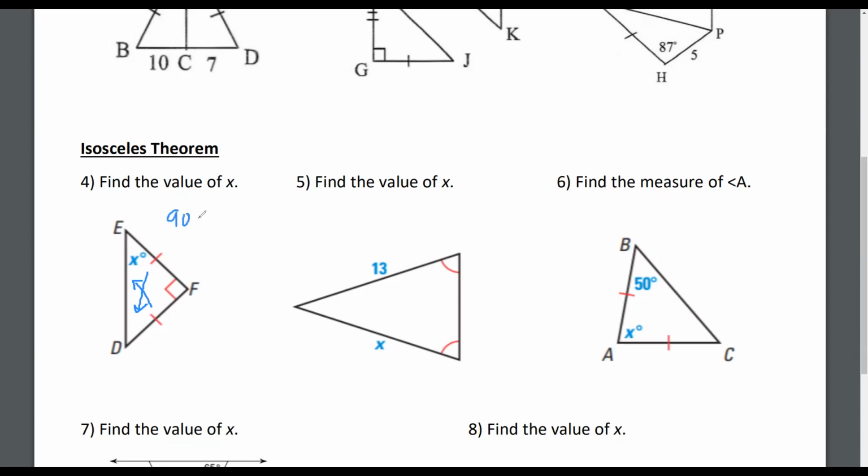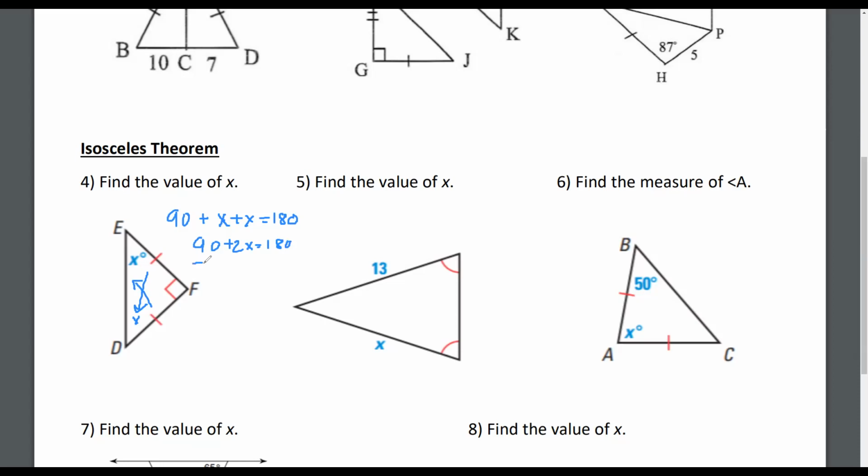Well, I've got 90 plus x plus another x, right? Because they're congruent to each other. And that all has to add up to be 180. The triangle sum theorem is going to come up a lot, so make sure you're familiar with it. This is the triangle sum theorem, right? Now that means 90 plus 2x equals 180.